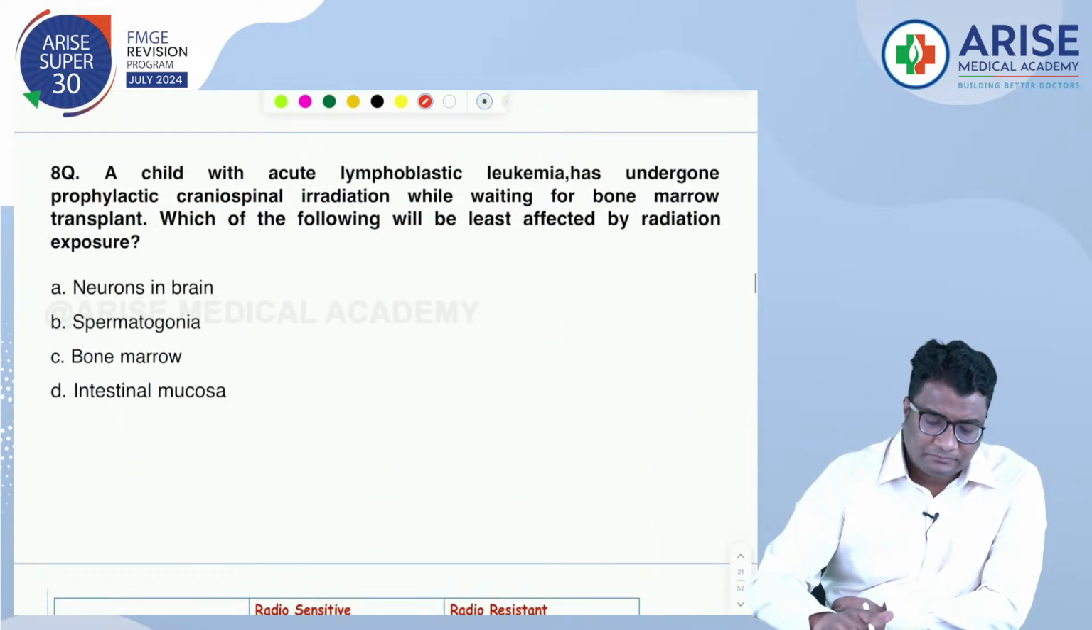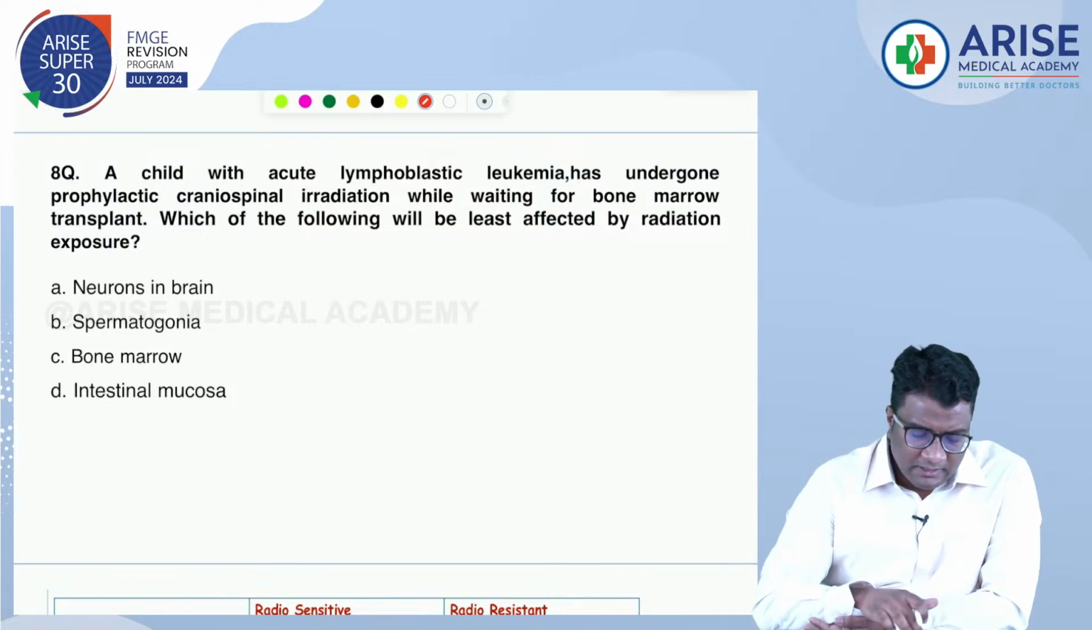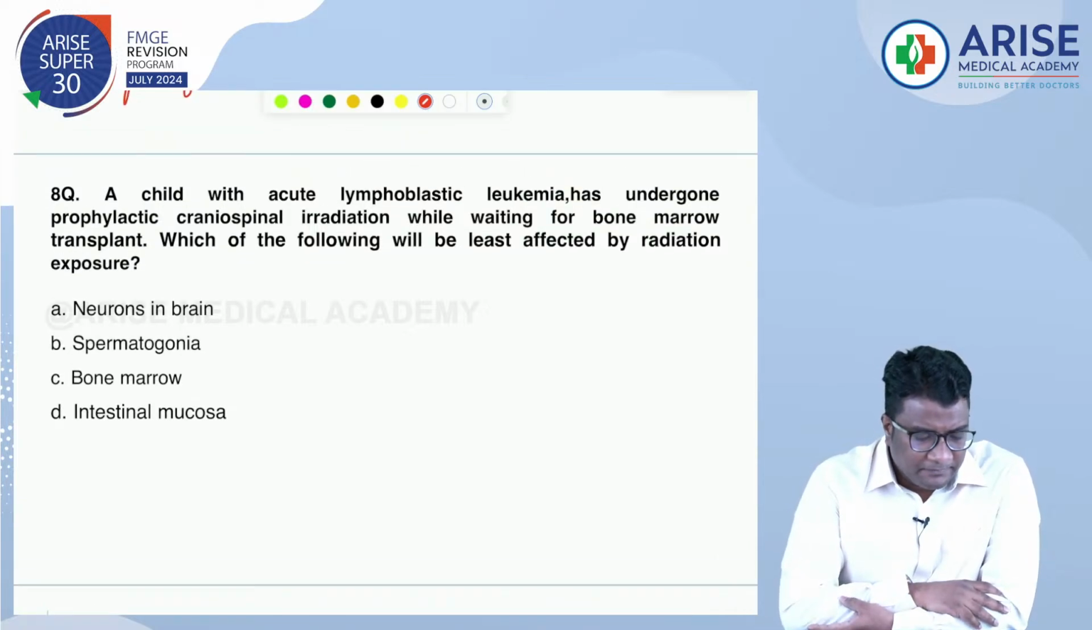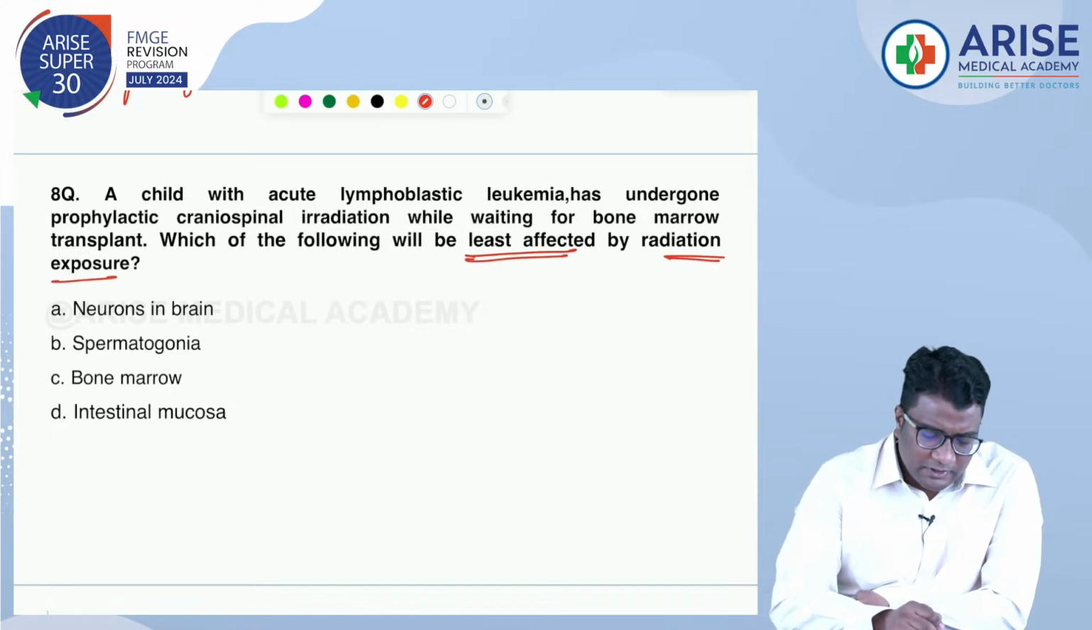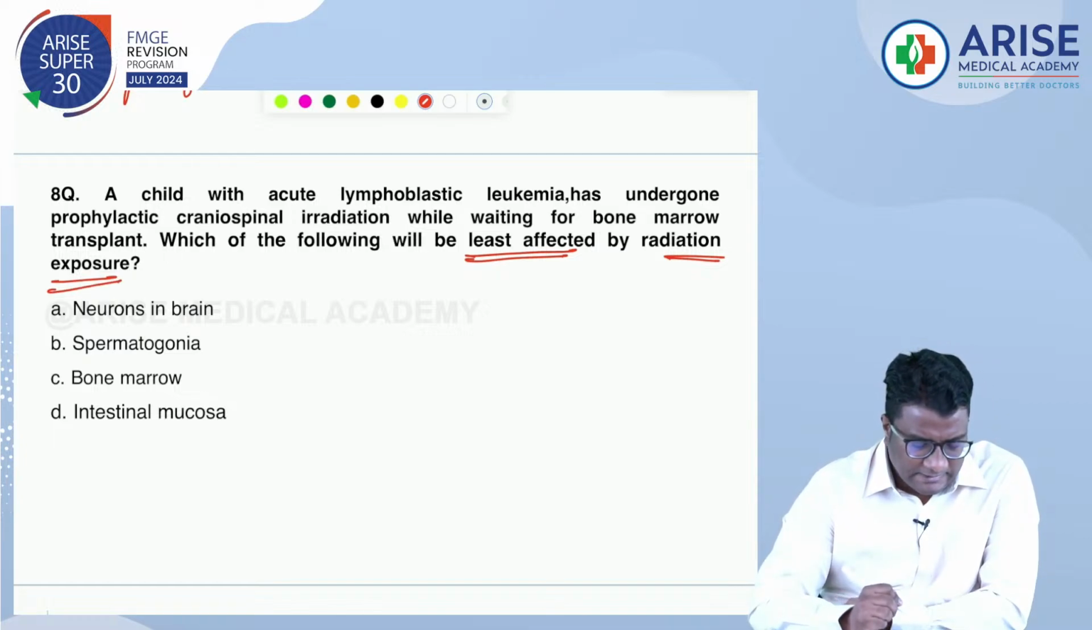Next thing, eighth one. Try to answer this. Eighth one, guys. A child with acute lymphoblastic leukemia has undergone prophylactic craniospinal irradiation while waiting for bone marrow transplantation. Which of the following will be least affected by radiation exposure? Least affected by radiation exposure, or which is the most radioresistant? Least affected means what? Most radioresistant.